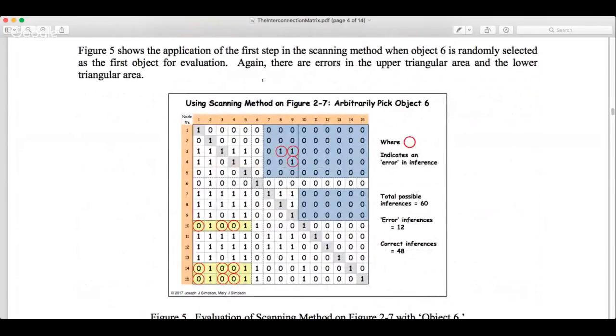Then we said, okay, let's look at it again. We arbitrarily pick object 6, and again we have the red circles, which indicate probably an error in inference. This error in inference appears to be smoothing the structure into a single thread. And as we showed earlier, there are multiple threads through this particular structural system.